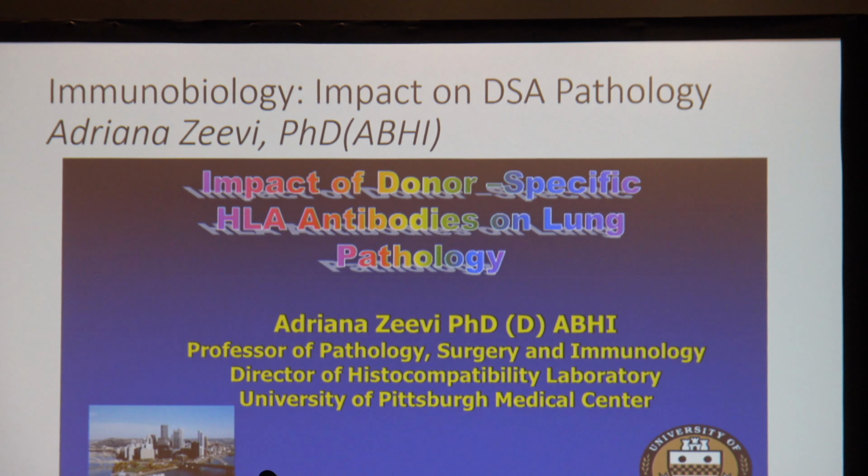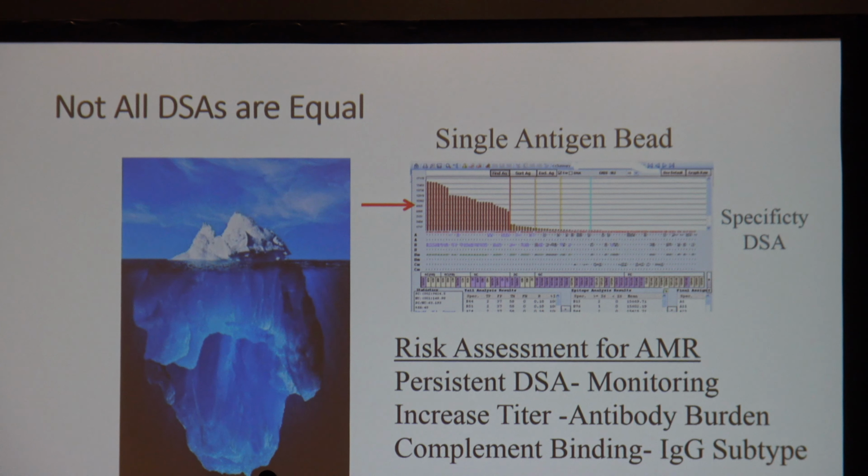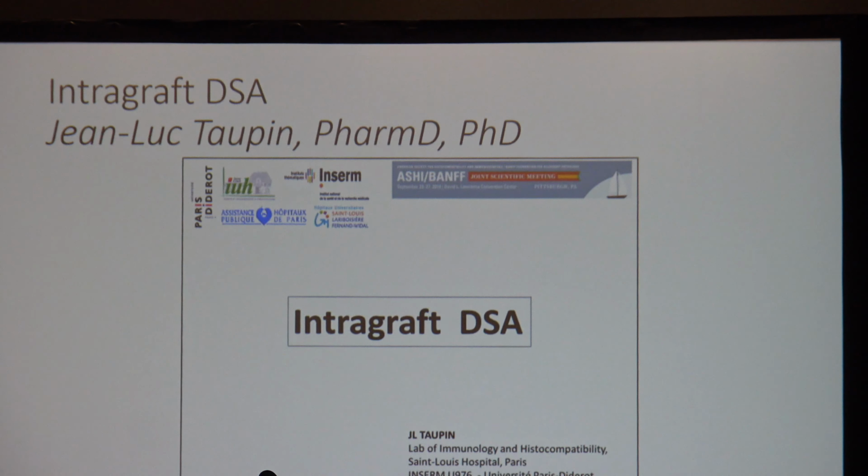We heard from Adriana, who is always a captivating speaker. She encouraged us, as always, to consider, when looking at DSAs, what is the risk, because not all DSAs are equal, and we can't just look at the strength of a DSA. You need to look at it in the context of what is the titer, can it activate complement, if there's a high MFI, if the MFI is low, what is that IgG subtype in terms of treatment evaluation and monitoring response. So not all DSAs are created equal, and we really appreciated her reminding us of that.